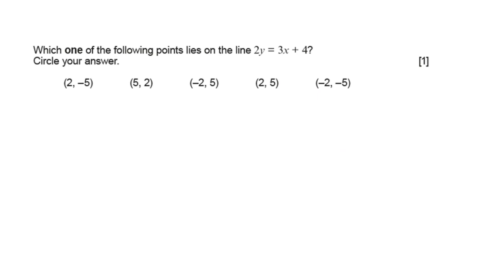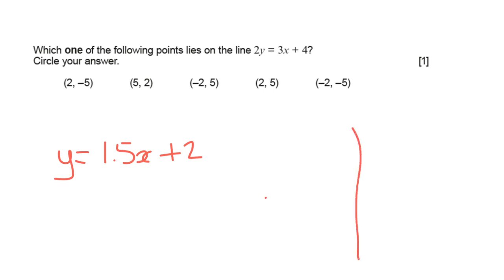Now in this question, we're not given any information apart from the equation of the line. We've got 2y equals 3x plus 4. So first of all, we need to make that equal y instead. So it'd be y equals 1.5x plus 2. All I've done is halve everything.